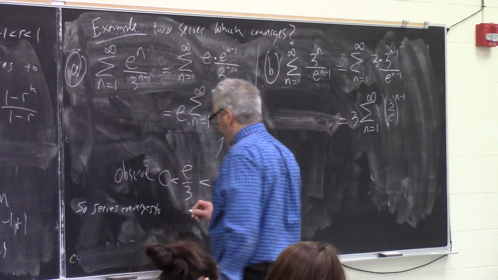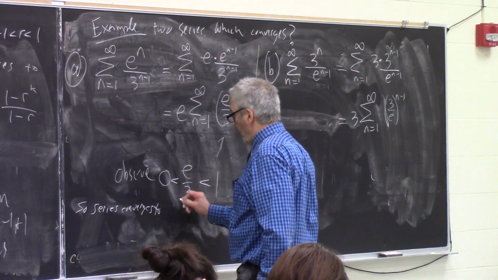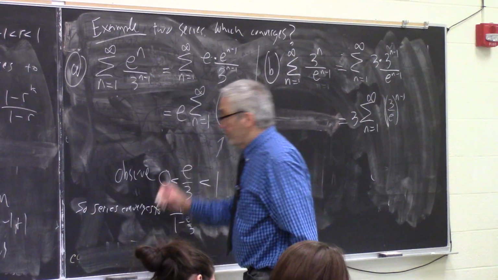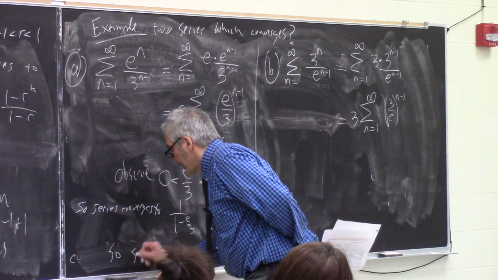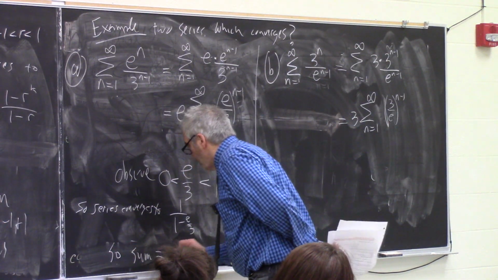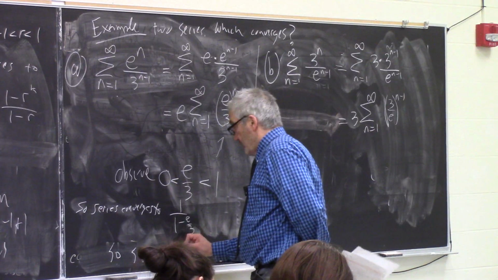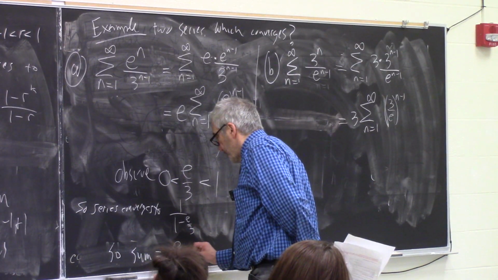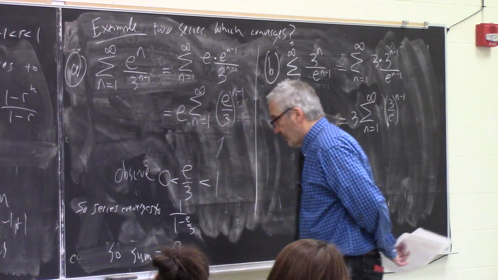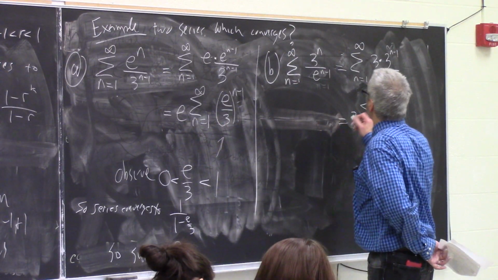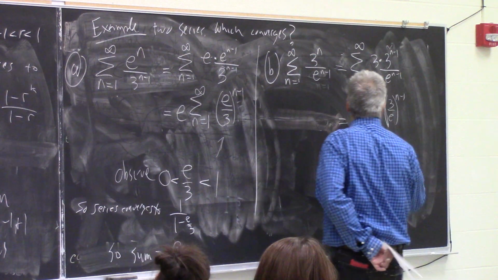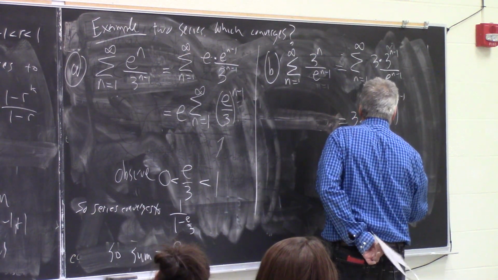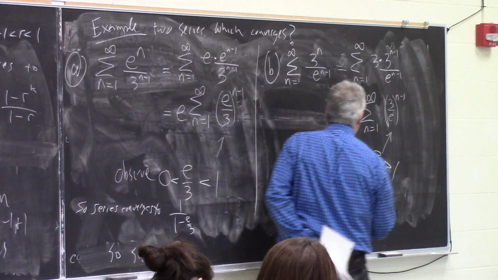So the series converges to 1 over 1 minus e over 3. So the sum is that with an e in front: e times 1 over 1 minus e over 3. This series has r greater than 1. 3 over e is greater than 1, so this diverges.